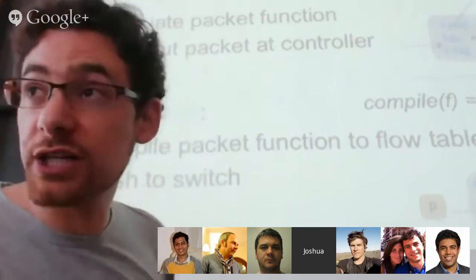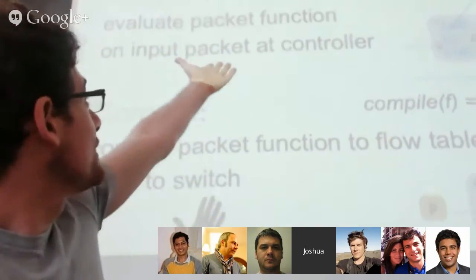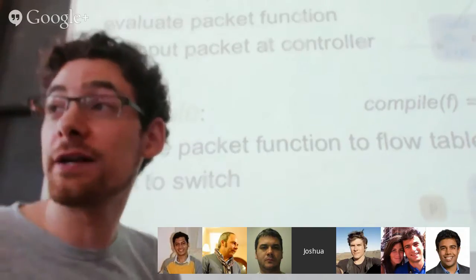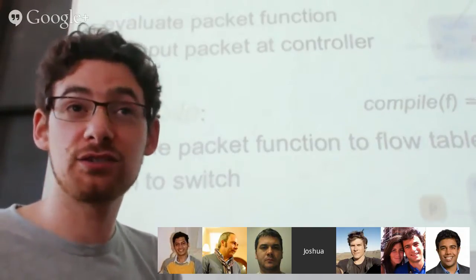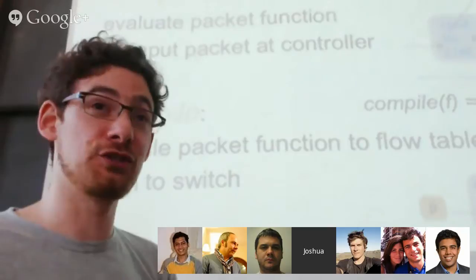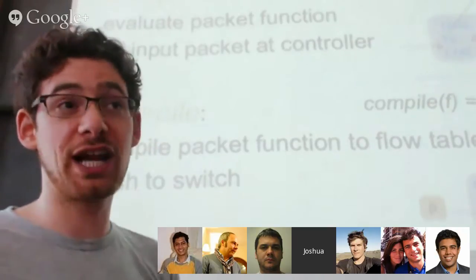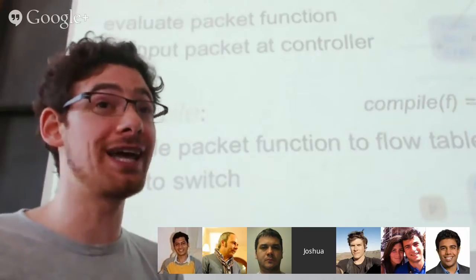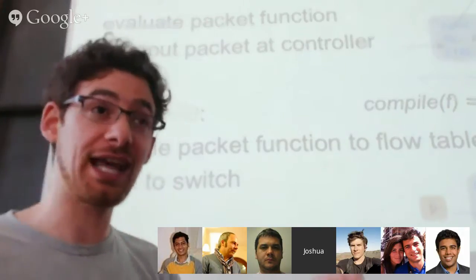So the trade-offs here are that interpretation is going to cost a lot of overhead. We're going to have to forward packets across the network. That's going to use bandwidth. Our controller is going to have to handle them. That's going to require computation. There's going to be a delay in all of this, both in transit and in the computation.